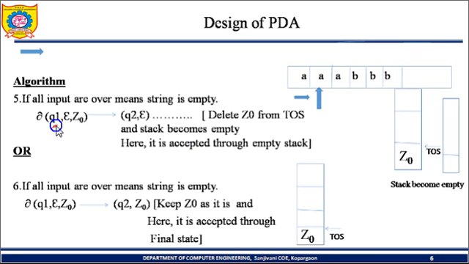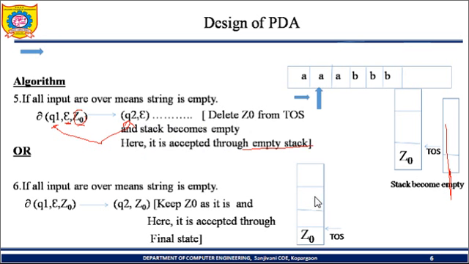Now the current state is Q1, the input is epsilon and Z0 is the topmost symbol of the stack. If you want to accept through empty stack, then we have to delete this topmost symbol of the stack. As the symbol is changed, we change the state. So the state will become Q2 and we delete that Z0 from the stack, as we are accepting through empty stack. So Z0 will be deleted and the stack will become empty. That's why we have replaced Z0 with epsilon. Here it is accepted through empty stack.